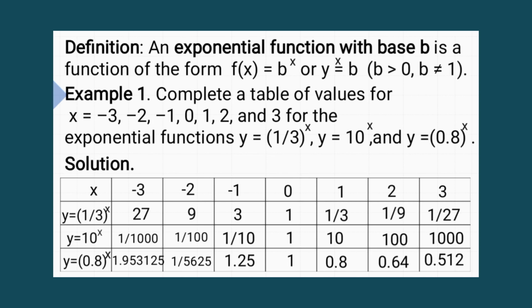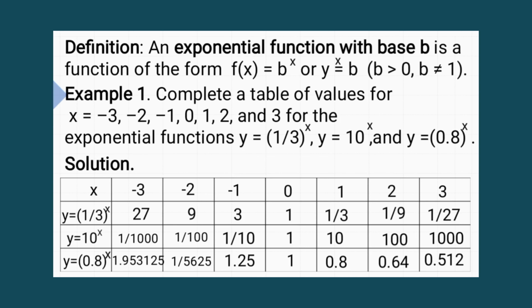Same process with -2 and -1. Let's proceed to 0. So 1/3 raised to 0 is 1. Any number that is raised to 0 is 1. Next is 1. 1/3 raised to 1 is 1/3. Same process for 2 and 3. So 1/3 raised to 2 is 1/9, and 1/3 raised to 3 is 1/27.